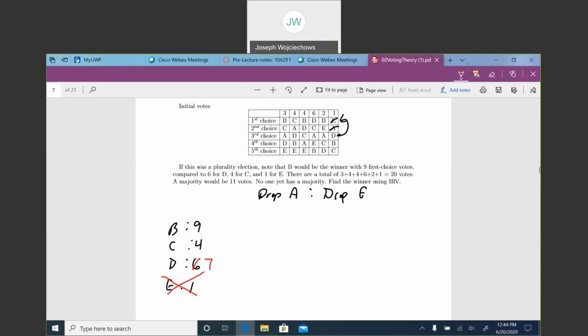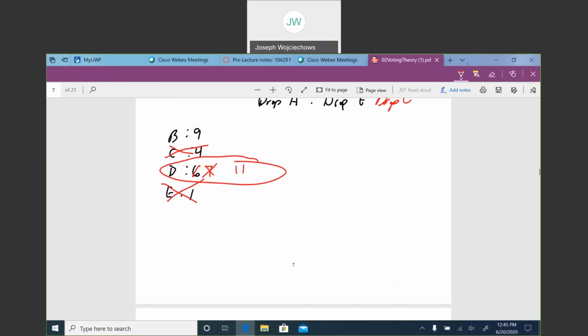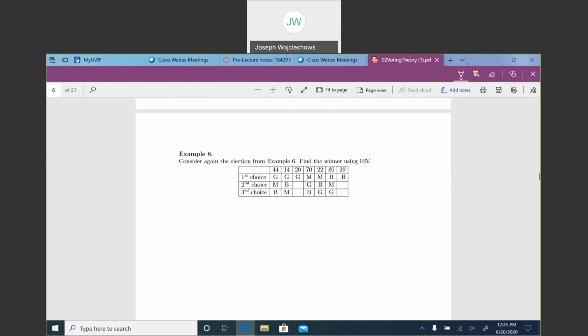Nobody has 11 yet. So we continue on. And we make this a D. So now C is dropped. Okay, and let's see. Here's the 4 C's. Can't go to A, so they go to D. Which then gives us D has 11, which is a majority. That's how that works. Those can get rough.